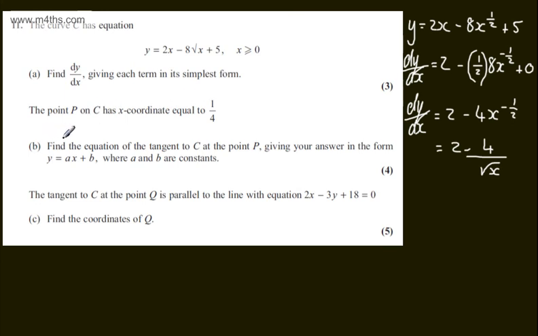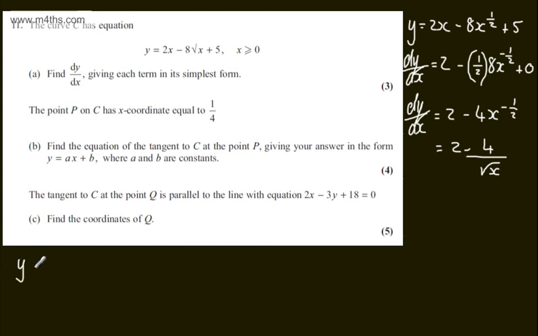In part B, we need to find the equation of the tangent to C at the point P, giving our answer in the form y equals ax plus b, where a and b are constants. The question carries 4 marks. The equation of a tangent is just a straight line. For a straight line, we need 2 things. We need a gradient and a point that it goes through. We've got the gradient function, and we need to find the y coordinate of the point that it goes through.